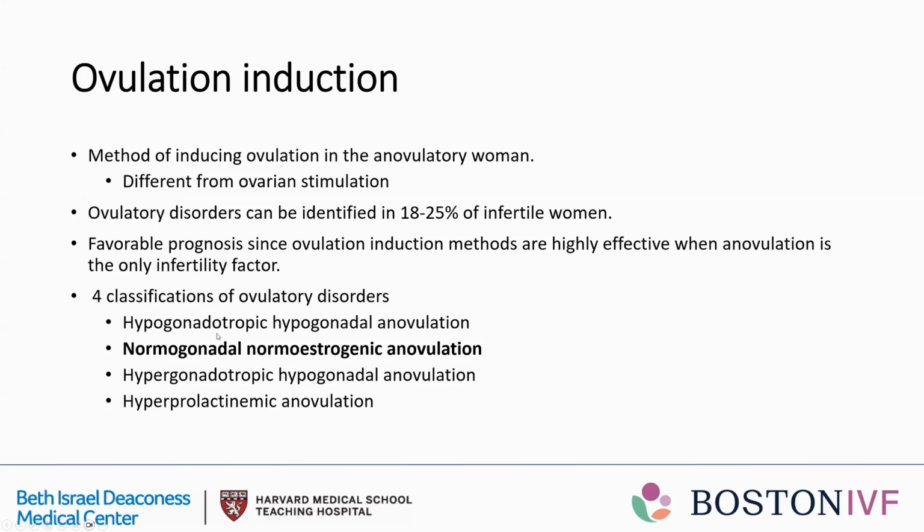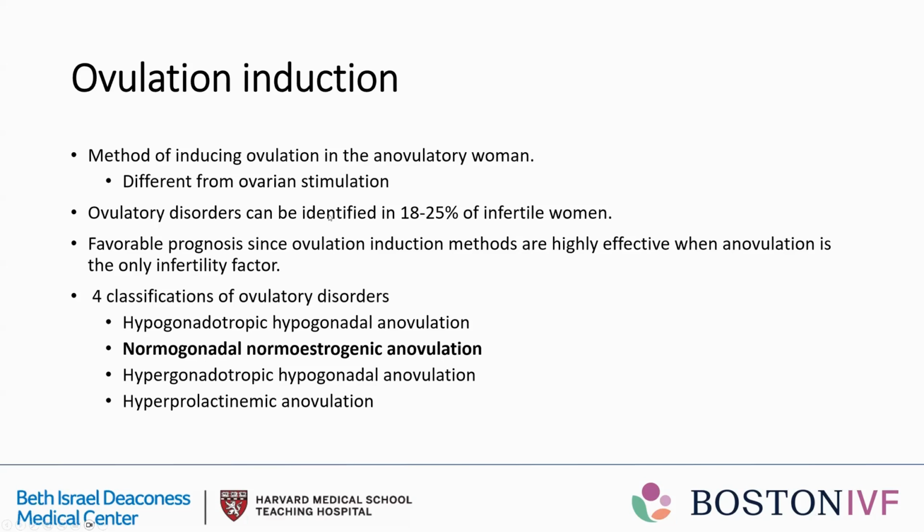Once you've diagnosed them with anovulation, the main method to induce ovulation is what we call ovulation induction. I wanted to bring up this point quickly: it's different from what we call ovarian stimulation. When you're giving these agents to someone who's anovulatory, it's called ovulation induction, as opposed to when you give them to someone who's ovulatory. It's common to call it ovulation induction, but it's called ovarian stimulation.